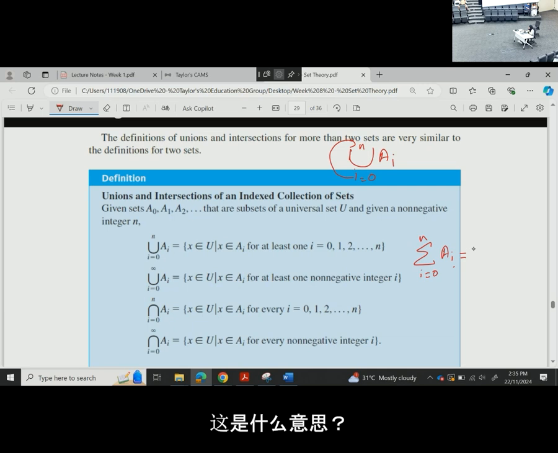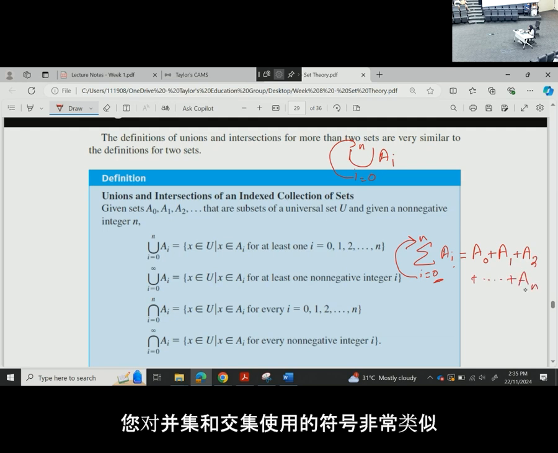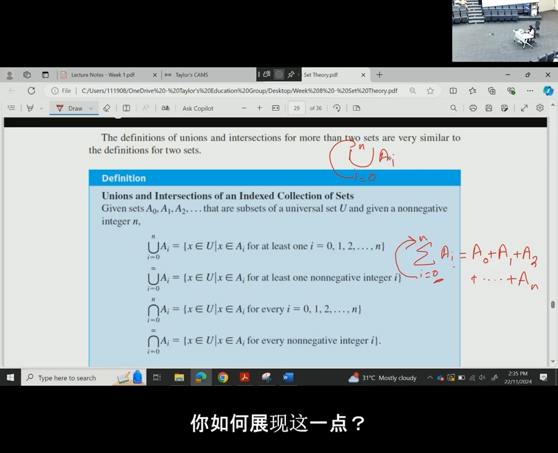What did it mean? You start from the lower limit, it starts from 0, and then you add, and up to the upper limit, like this. So similar notation you use for union and intersection when you have more than two sets. How do you show this? What is the expanded form?